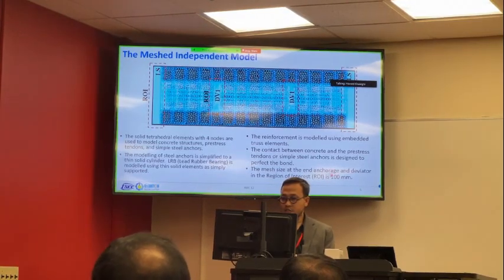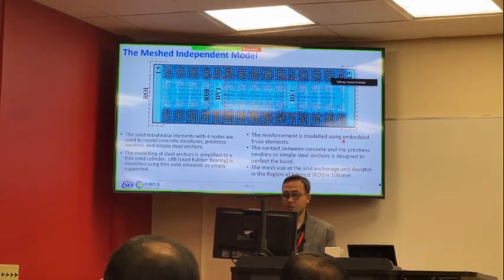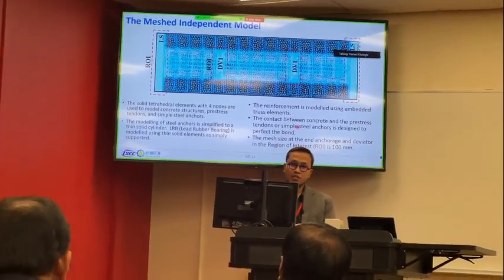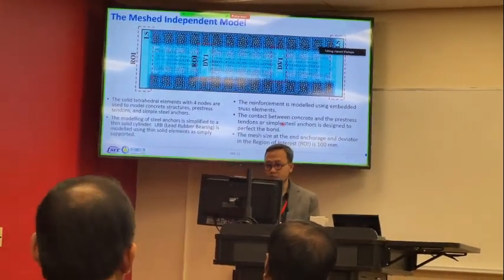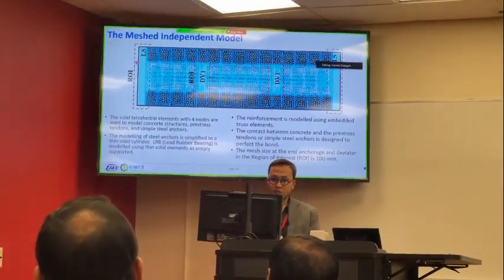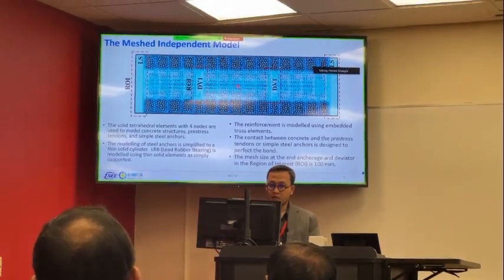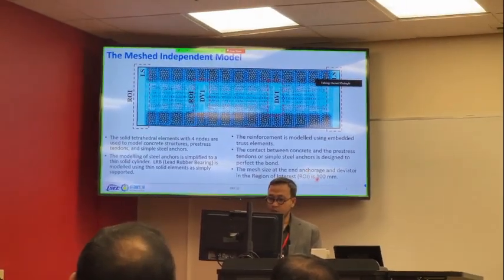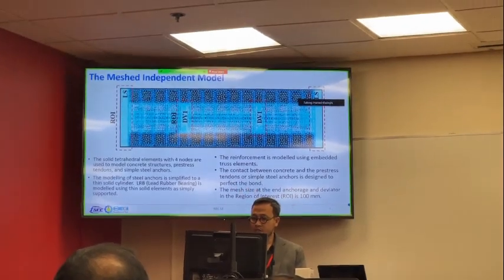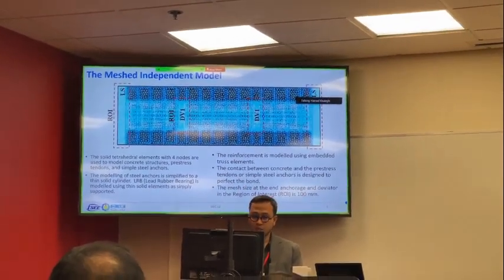In this box there is reinforcement. It is modeled using embedded truss elements, and the contact between the concrete and the reinforcement or the tendons is modeled as perfect bond. Actually, we are focused on the end segment and deviator, so we make a more detailed analysis here by using a mesh size of 100 millimeters.